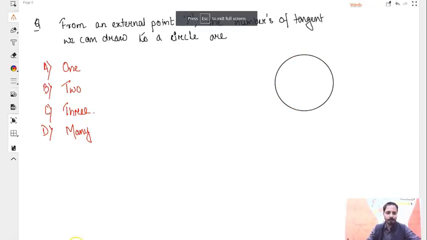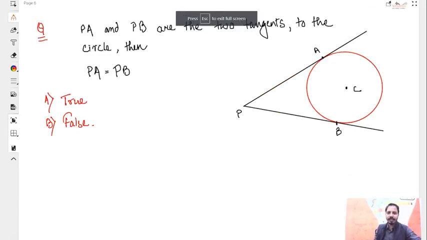Now let us see the next one. PA and PB are two tangents to the circle. They are saying PA is equal to PB. That means the length of the tangent from this point to A and the length from the same point to B, where the other tangent touches the circle, are equal. Is it true or false? This is a very, very important relationship, and guys, this is true.